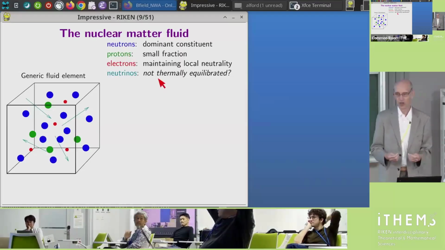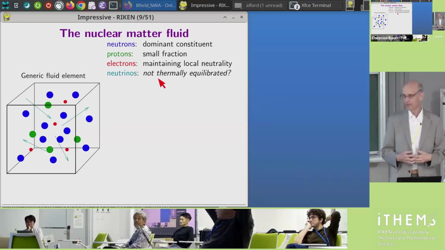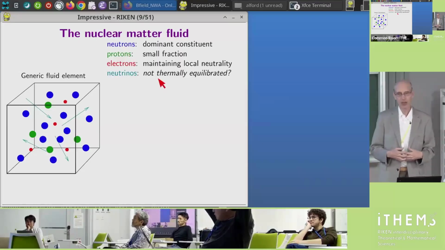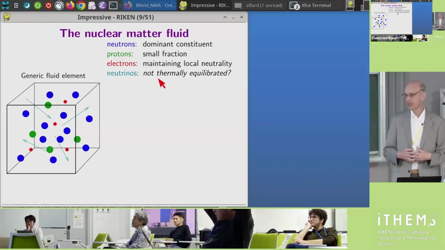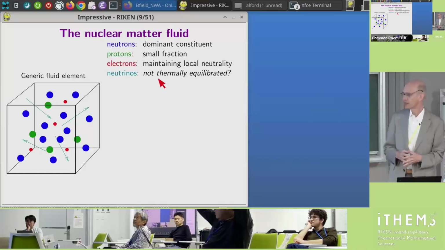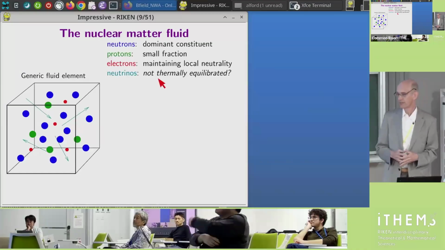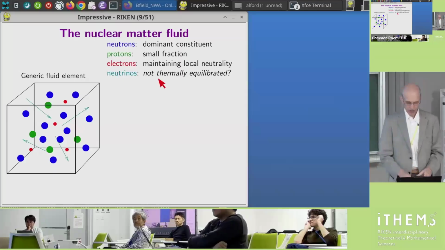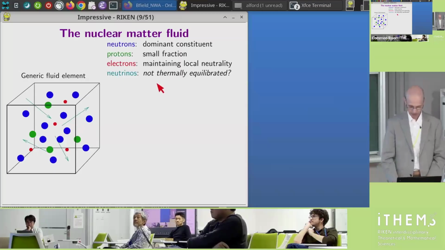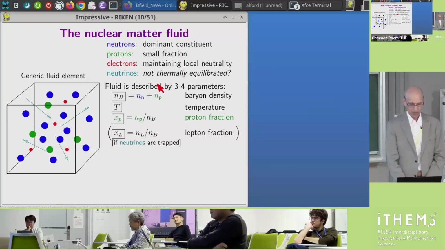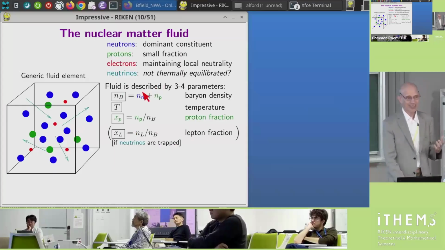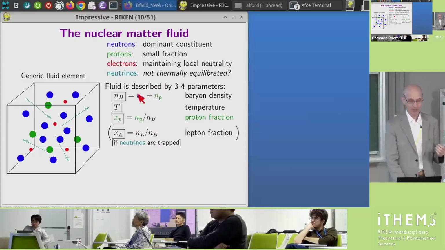The temperature is less than maybe a few MeV, right, in this case? Yes, so in mergers, the temperature can be up to 50 or even 80 MeV. But you wrote not thermally equilibrated, so it depends on the temperature. Yeah, of course. So they may or may not be thermally equilibrated. It depends on the temperature, as you said. So that means your fluid element doesn't need that many parameters to describe it, because it's mostly in equilibrium.